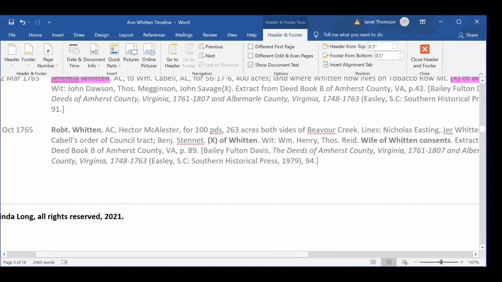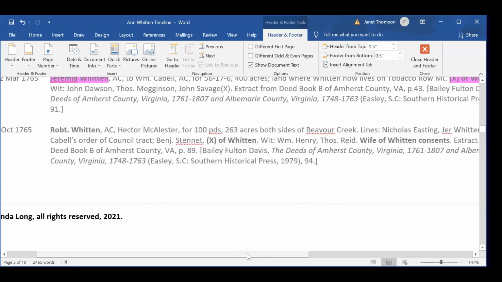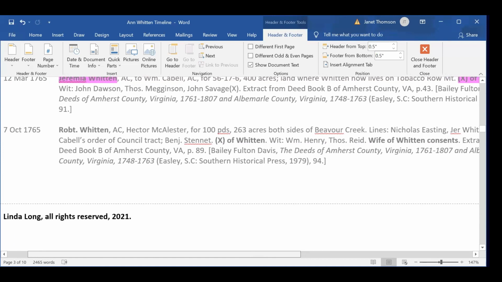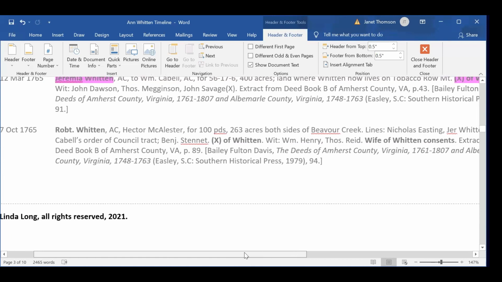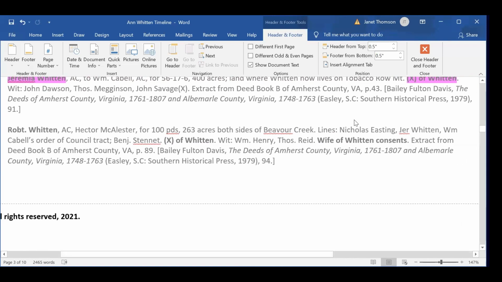They're very extensive. And this gets into the fan club, because Jan didn't show you, but Stinnett, I think, is in here. Stinnett is right here. He's a brother-in-law of Jeremiah and Robert Whitten. So there's your fan club. And if you go to the deed itself, you can get a map.